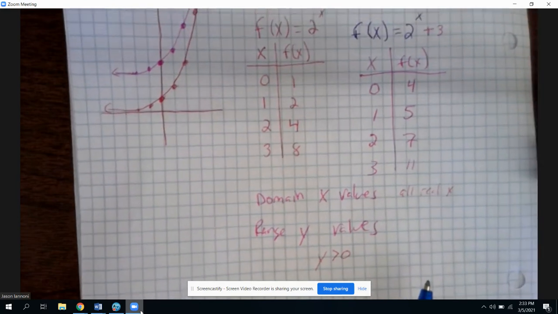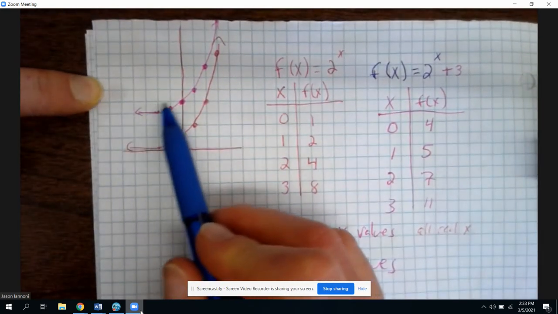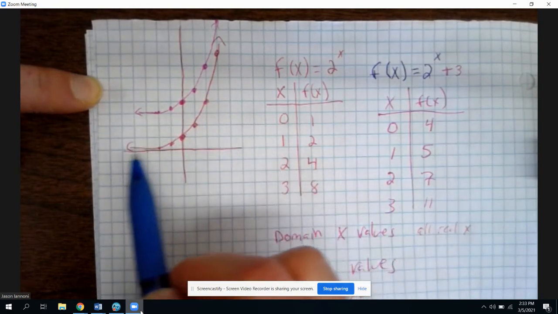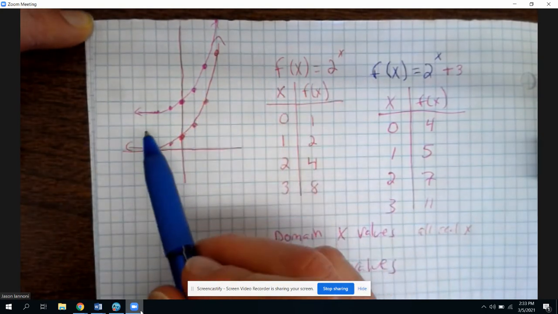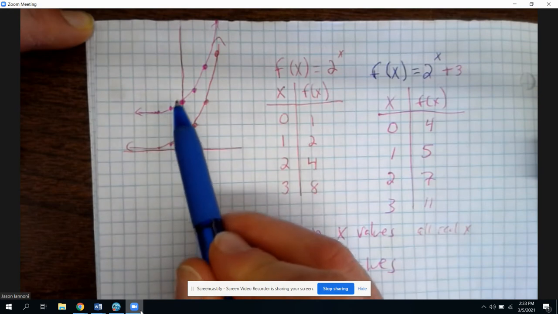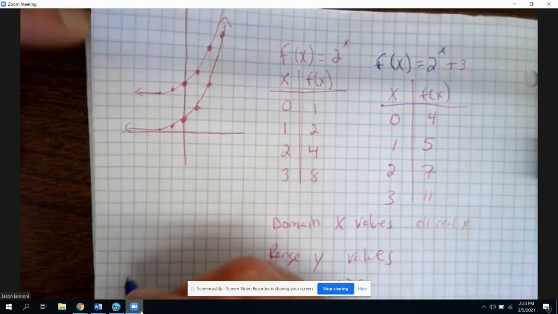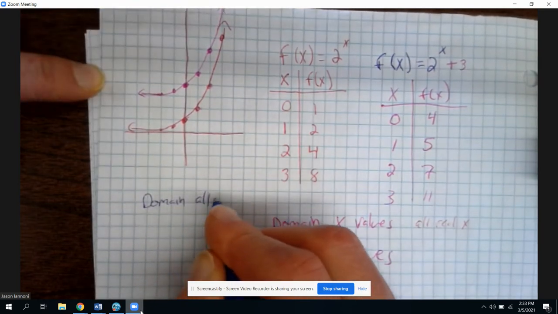Okay, and when we look at the pink line up here, the domain again is going to be all real numbers, right? X values go left and right, go on forever this way, go on forever to the right. But for the y values, it's going to stop here and only go up. So for our domain again, for the pink line, all real numbers.